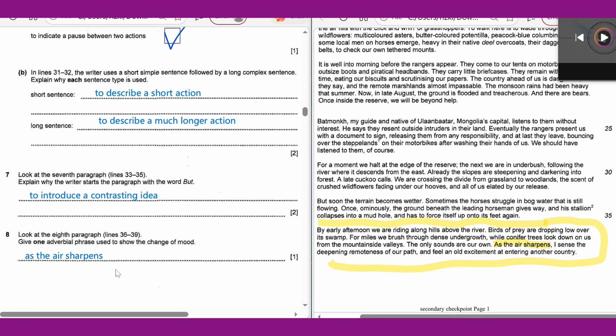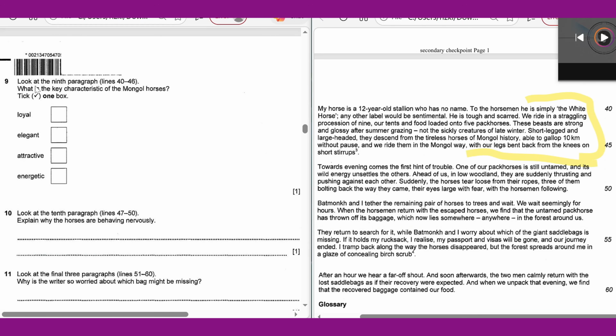Let's move on. Okay, question 9 guys. Look at the 9th paragraph, lines 40 till 46. It is already in the yellow section. What is the key characteristic of Mongol horses? Take one box: loyal, elegant, attractive, or energetic. Find your answer from this paragraph only.